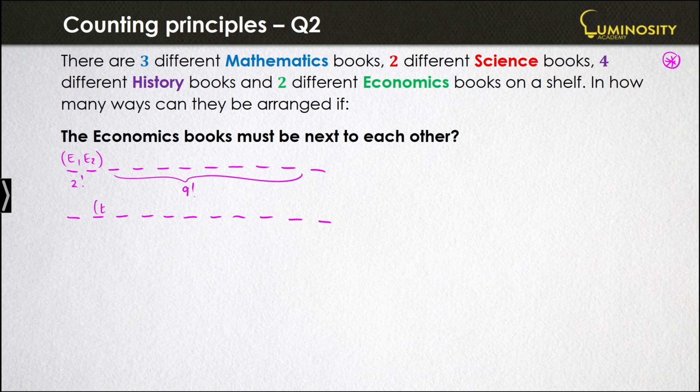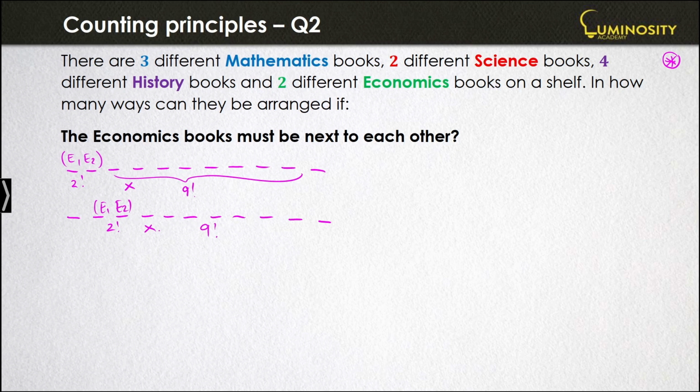Now what if we did the second and third position on the shelf? So again, there's still 2 factorial ways. It could be E1, E2, or E2, E1. And then the remaining 9 spaces here, those are 9 factorial ways. So again, the first one is 2 factorial times 9 factorial, and it's going to be 2 factorial times 9 factorial. So let's think about this.